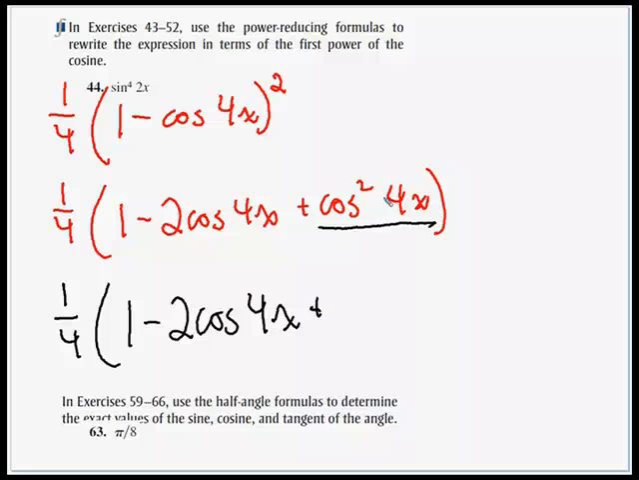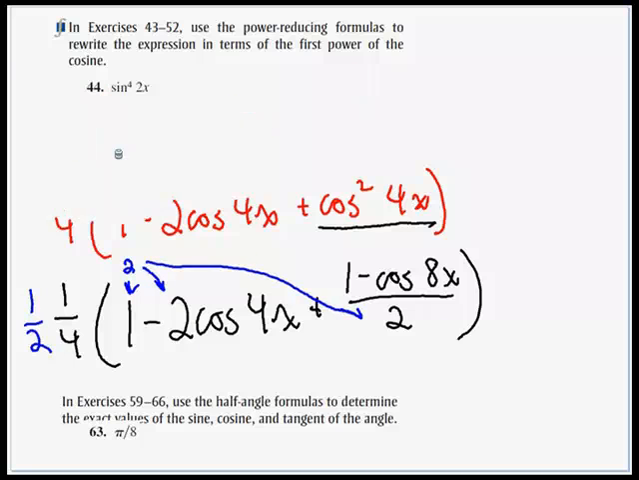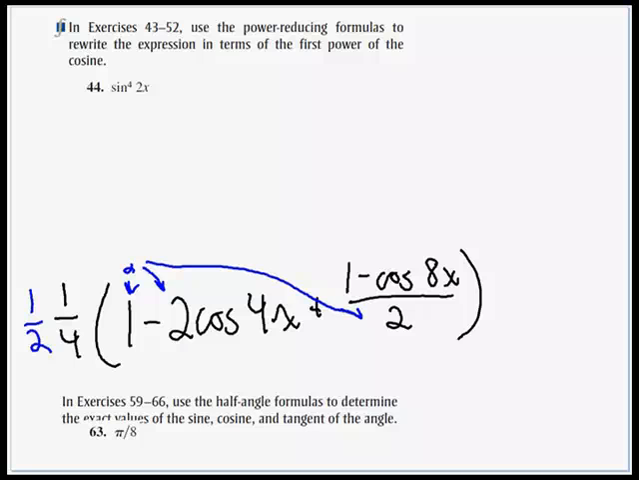And now this cos squared of 4x becomes 1 minus the cos of double this angle. Now it's up to an 8x all over 2. And to make this look a little prettier, we're going to multiply everything inside by a 2 and the outside by a half to balance it out. And I'll go back up above it here. So 2 times a fourth is an eighth.